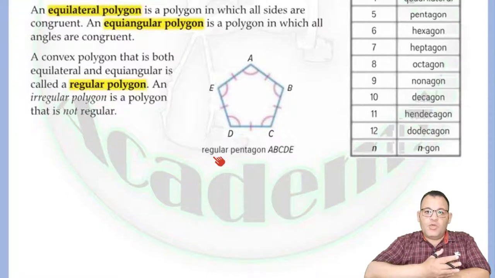But for any other polygon, we just add regular before the name. So it will be a regular pentagon, regular hexagon, regular octagon, regular nonagon. And that's how we can differentiate between any polygon and the regular polygon.